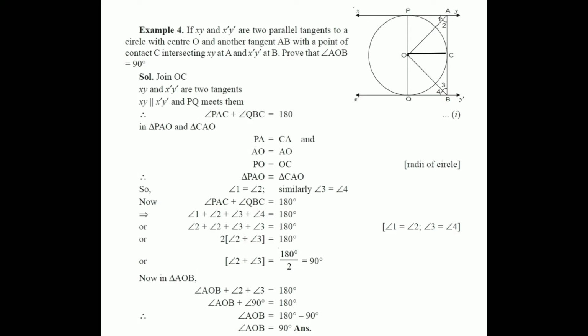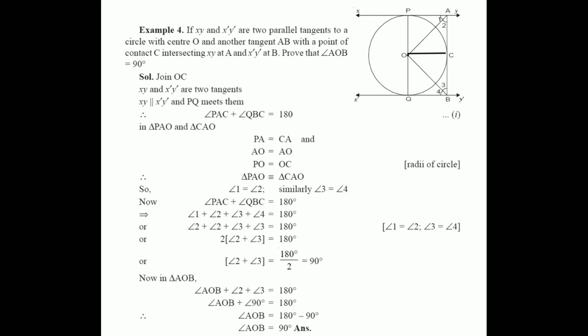Therefore, by the CPCT rule, the corresponding parts are also equal. Means we get angle 1 is equal to angle 2. The same SSS axiom of congruency is applicable in the triangles below the radius, and these two triangles are also congruent, and we get angle 3 equal to angle 4 in the similar fashion.